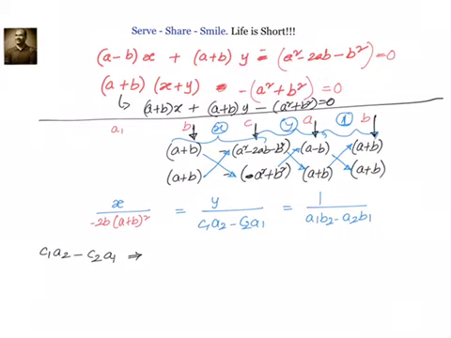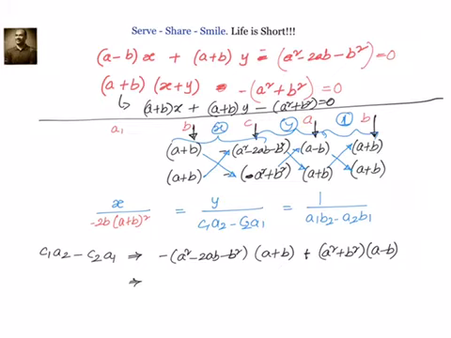C1 we know is minus of a square minus 2ab minus b square, into a2, that is a plus b, minus c2, that is minus of a square plus b square, so I can make it plus, into a1, which is equal to a minus b. Since we don't have anything common here, we will open this, so we'll multiply.